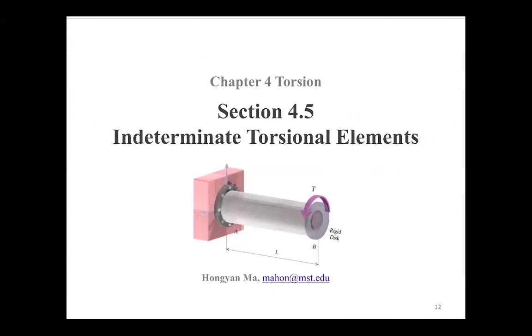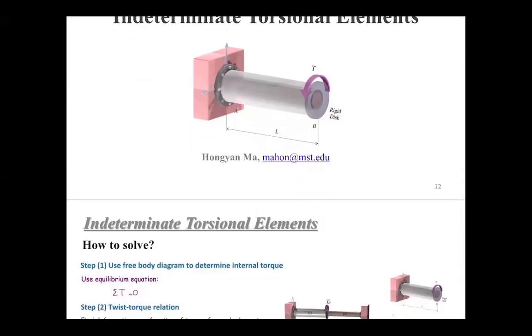Then in the rest of time, let's look at indeterminate problems. I forced you to do more exercises of the indeterminate axially loaded element. I suppose that you are much more familiar with these indeterminate problems than before the first exam. If you have understood those, the indeterminate torsional element will be super easy since the principles are exactly the same.